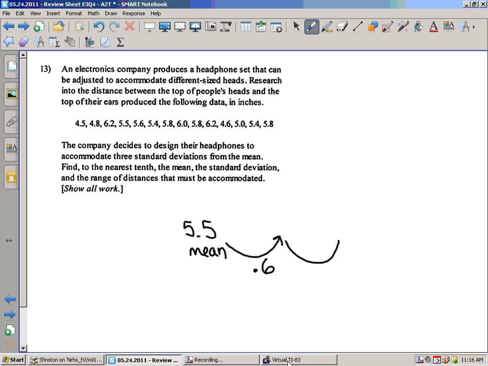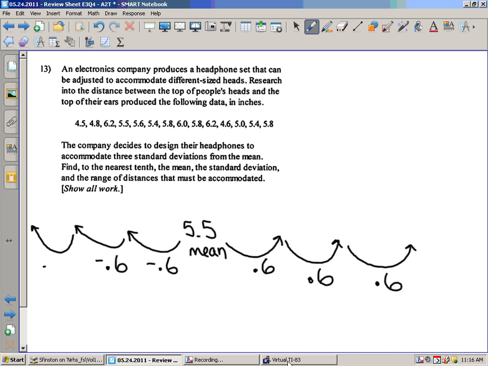How many standard deviations did we want to go away from the mean? I think we wanted to go 3, right? Do you see what I'm doing here? 3 above, 3 below. Oh, where does it say 3? It says, if you want to read up over here, research into the distances between the top of people's heads and the top of their ears produced the following data.